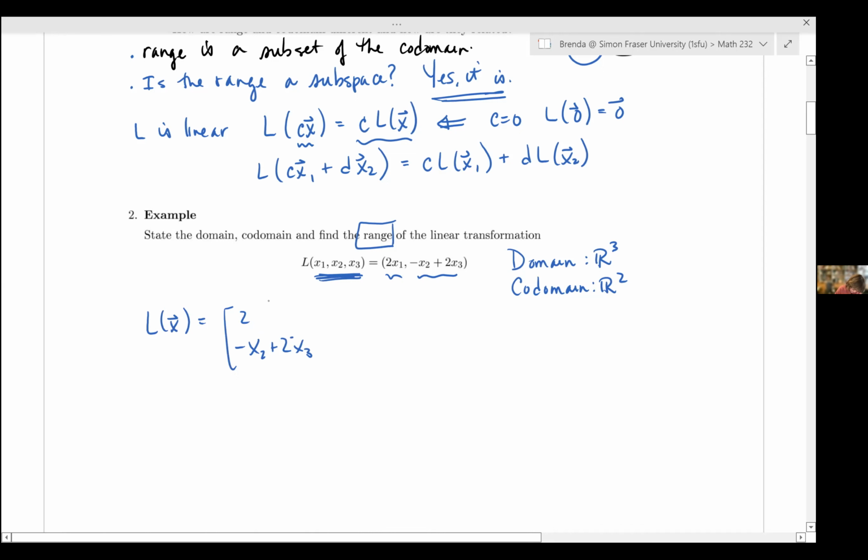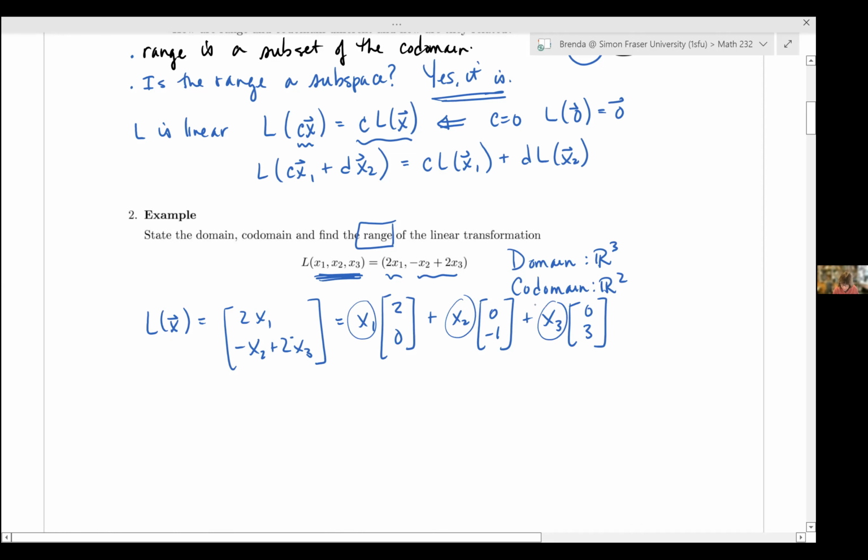This is not a vector. That is the first component of X, and then the second and third component of X. And I'm going to rewrite that yet again in this way. That is X1 times this vector plus X2 times this vector plus X3 times this vector. Okay, so we see that just by rewriting the transformation in a different way, the transformation takes all possible input vectors and provides this linear combination.